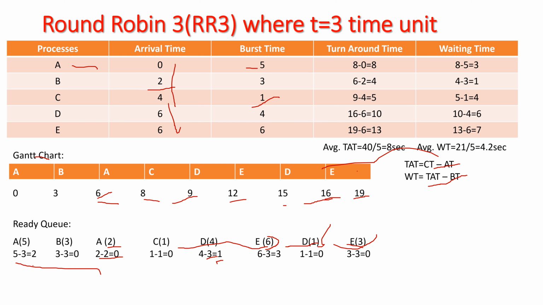So it will be calculated as turnaround time minus burst time. For the processes, 8 minus 5 is 3, 4 minus 3 is 1, 5 minus 1 is 4, 10 minus 4 is 6, and 13 minus 6 is 7. So in this way, we will calculate the waiting time. After calculating the waiting time, the summation of all these times divided by the number of processes is coming 4.2. Thank you.